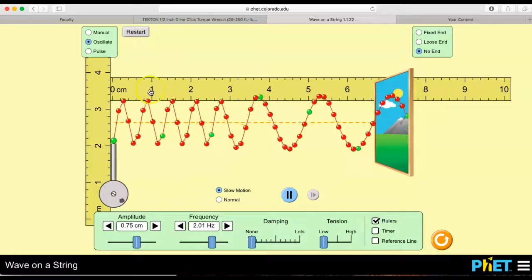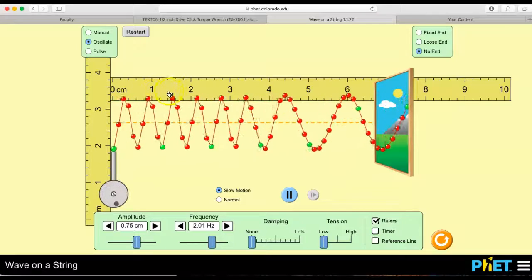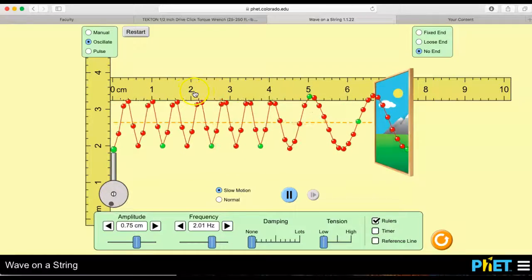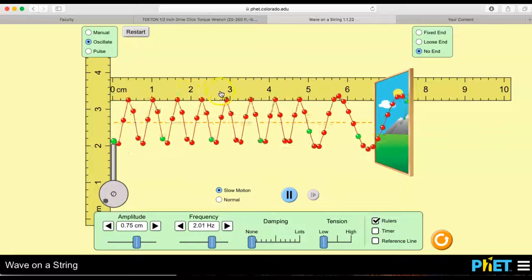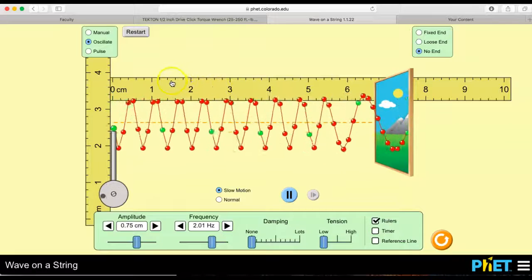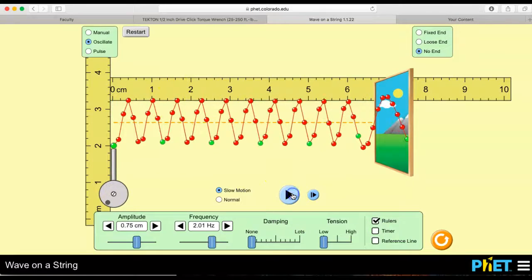So let's see if the speed really is slower. Let's follow a crest. Oh yes, that's much slower. See how much more slowly you have to move your finger along with the crest. And now let's pause it and look at the wavelength. You can see the wavelength here from crest to crest is significantly less than it was before. It was 2 centimeters before. Now it's less than 1 centimeter.